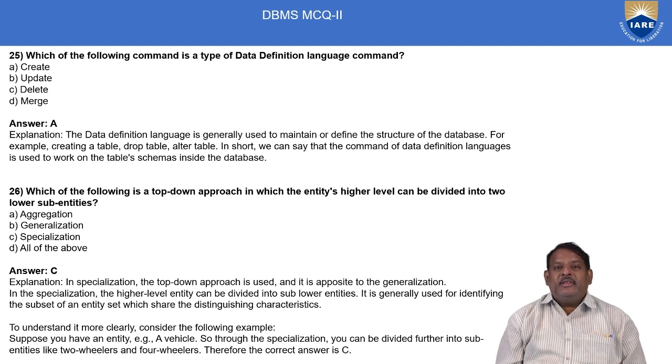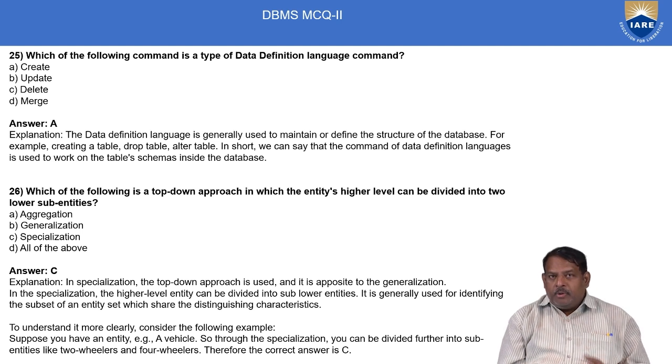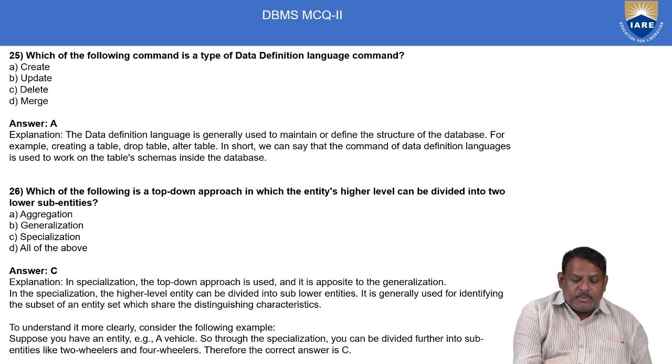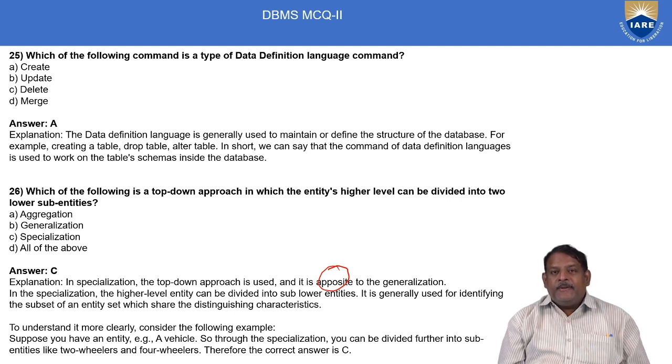We'll see why it is C. It is specialization. The term specialization is a top-down approach, and it is opposite to generalization. In specialization, the higher level entity can be divided into lower sub-entities.